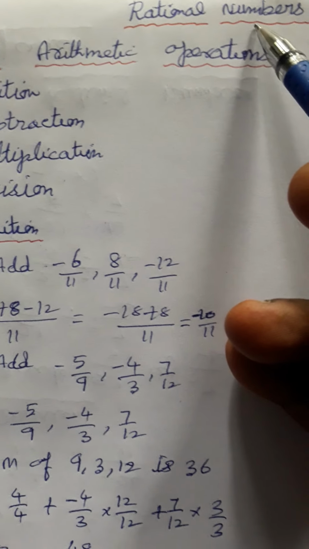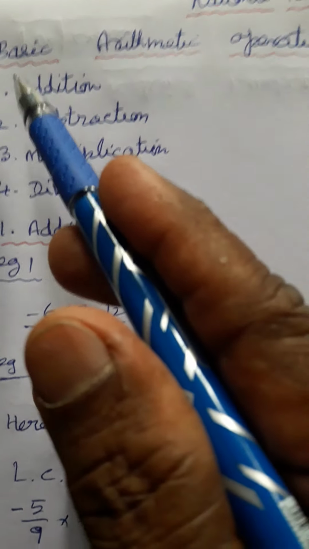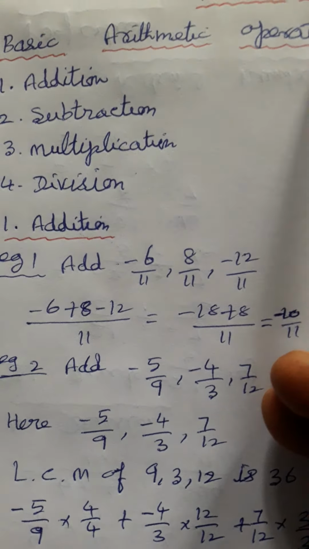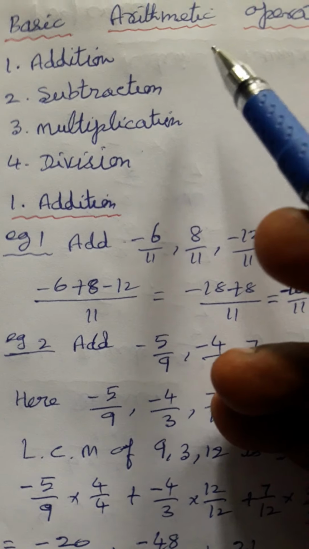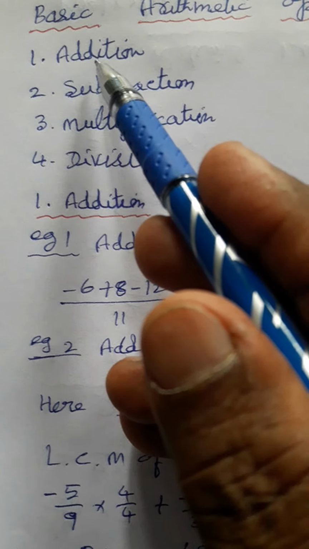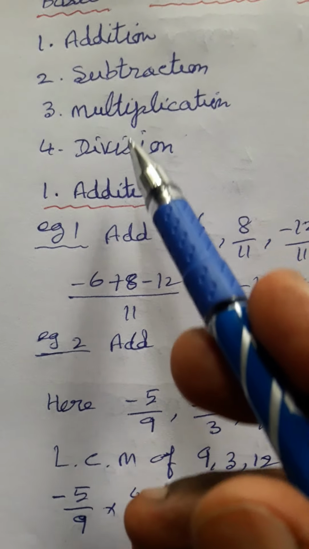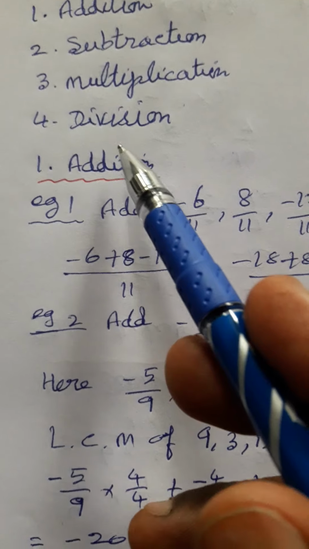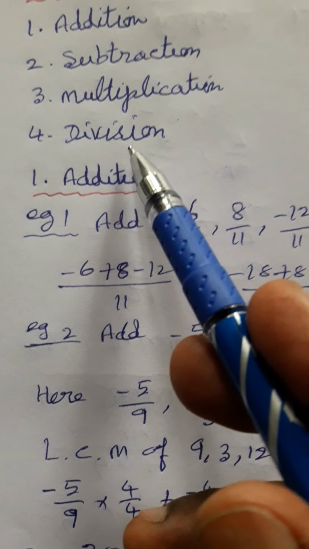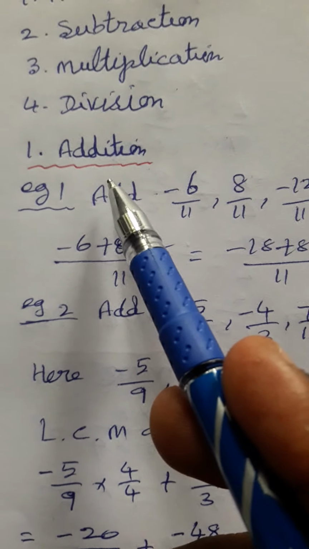Rational numbers, basic arithmetic operations. Now we see four basic arithmetic operations. First one is addition, second one is subtraction, third one is multiplication, and the fourth one is division. First one is addition.